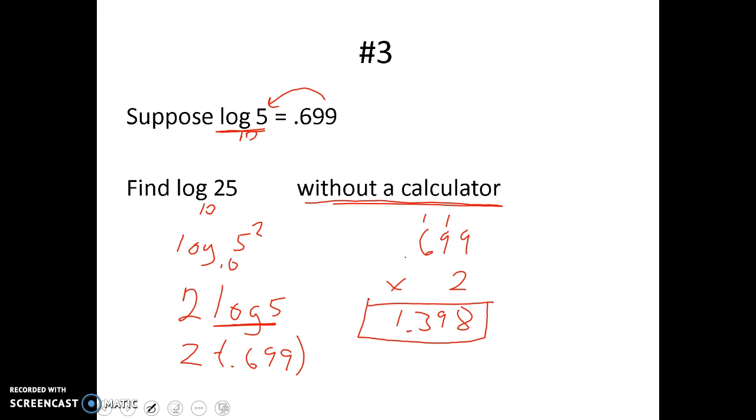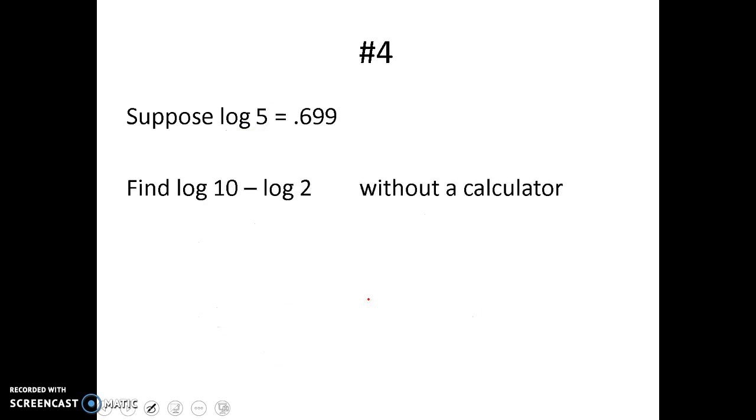These are the kind of things that our homework is going to be like, and they'll also be on your quiz tomorrow. So you want to make sure that you're able to do these things without a calculator. Same thing: the log base 10 of 5 is 0.699.